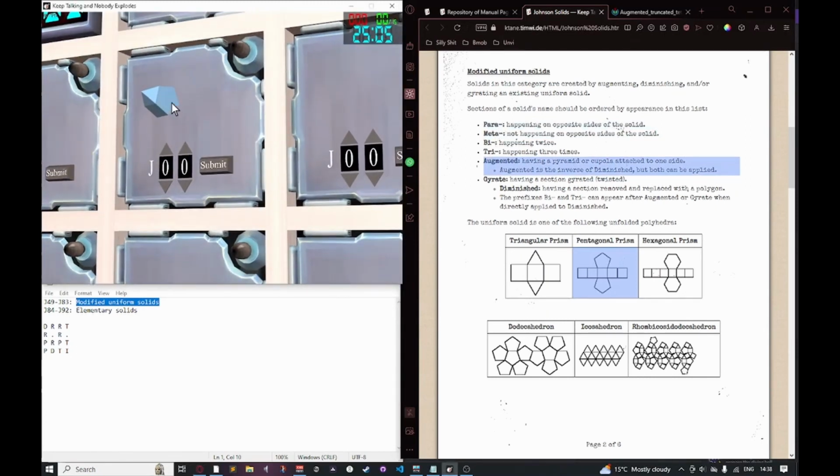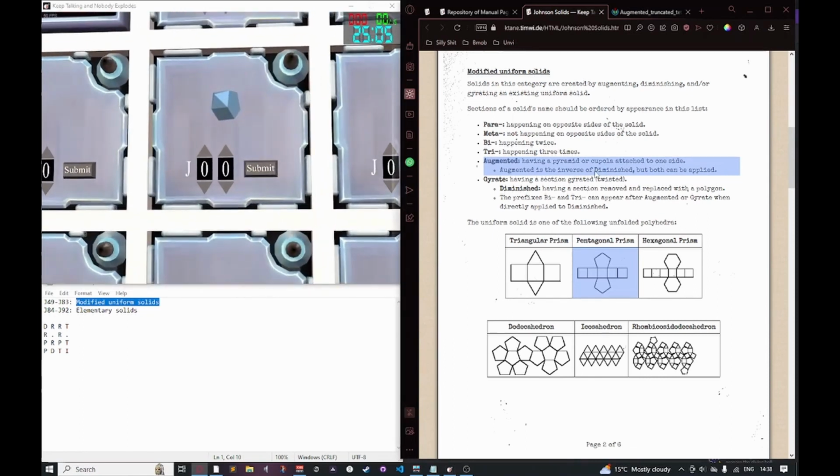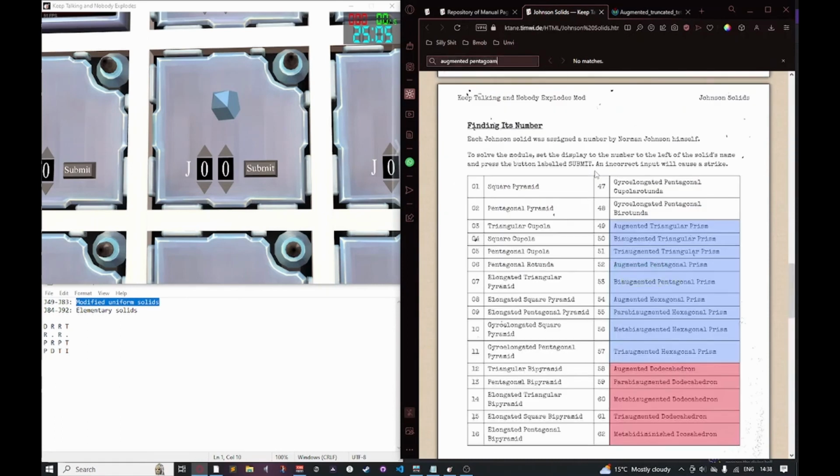It's important to note that a pyramid attached to the pentagonal face would not make this an augmented pentagonal prism. It would make this an elongated pentagonal pyramid. When we have our augments, these are never applied to the main polygon, i.e. the face that the shape is named after. So we do not apply an augment to the pentagonal face here, because that's what gives the pentagonal prism the name pentagonal prism. It's this pentagon here. Anyway, so we have an augmented pentagonal prism, which is 52.